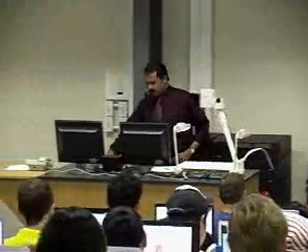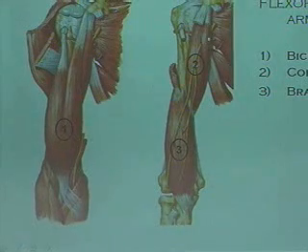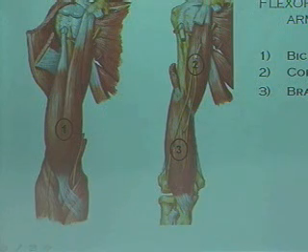So this muscle we know is the chief flexor. The brachialis is the chief flexor of the elbow joint. This muscle is a weak flexor of the shoulder joint. Coracobrachialis is a weak flexor of the shoulder joint.